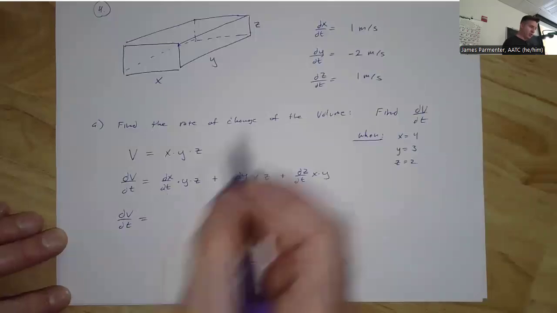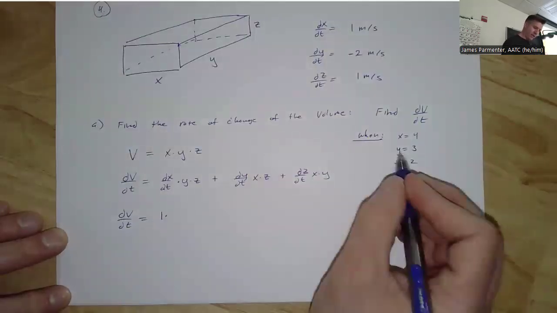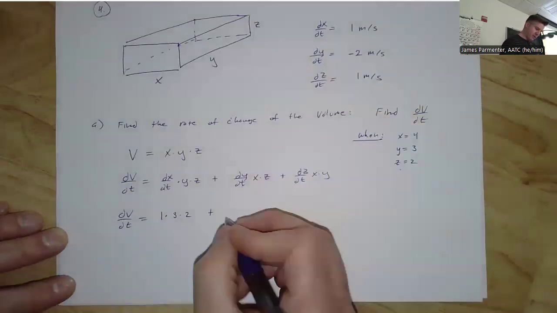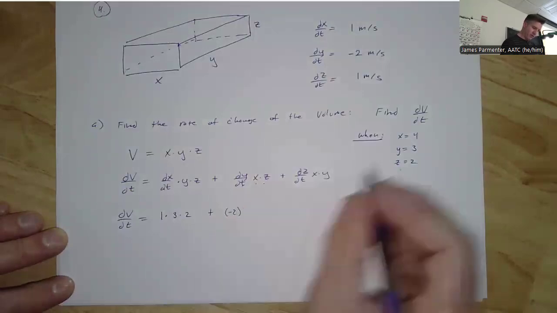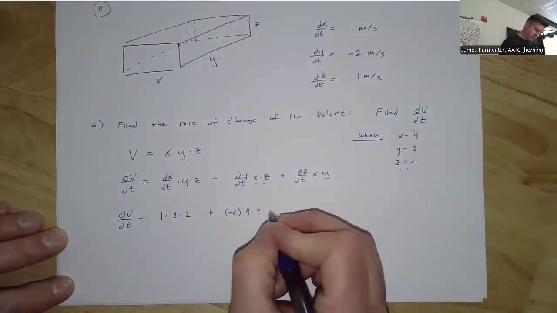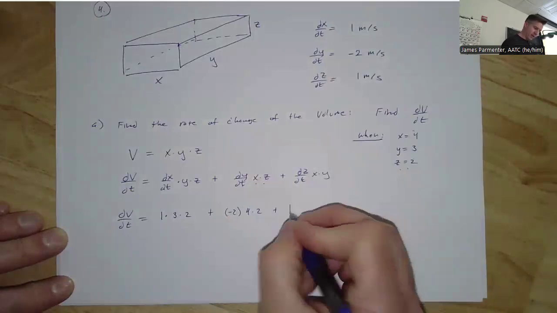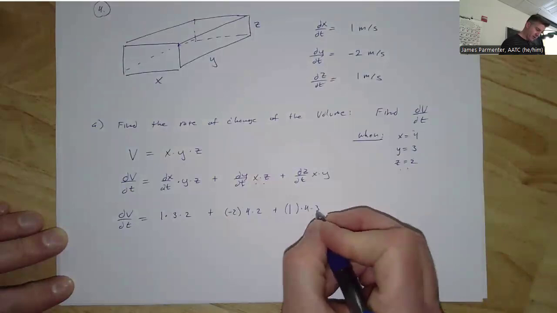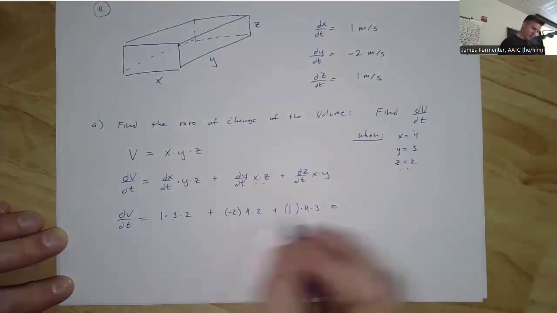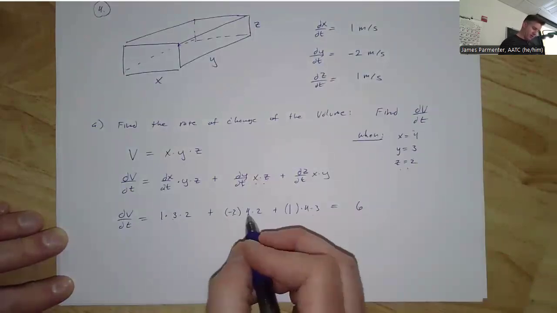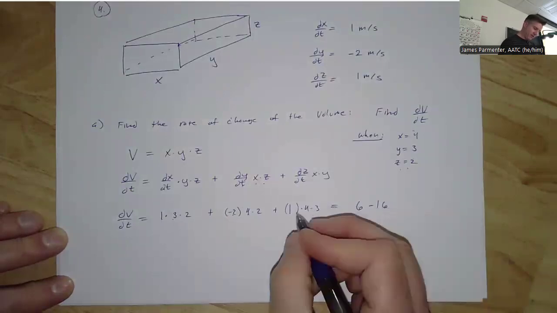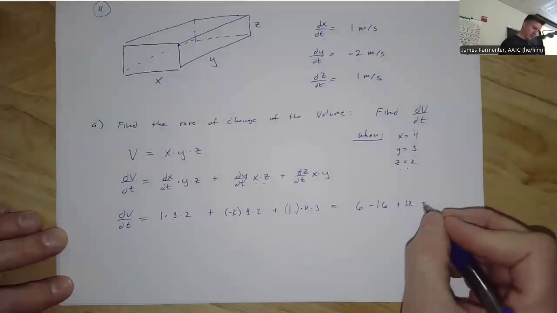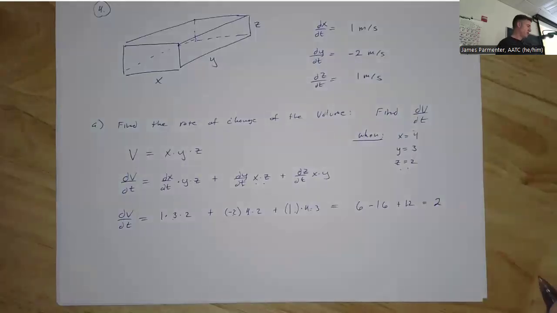We know that dx/dt is 1 meter per second, y and z are 3 and 2 respectively, dy/dt is negative 2 meters per second, x and z are 4 and 2, and dz/dt is 1 meter per second, and x and y are 4 and 3. So putting it all together, we get 1 times 3 times 2 is 6. Minus 2 times 4 times 2 is negative 16. 4 times 3 is 12. So we get 12 plus 6 is 18. Minus 16 is 2. 2 what?